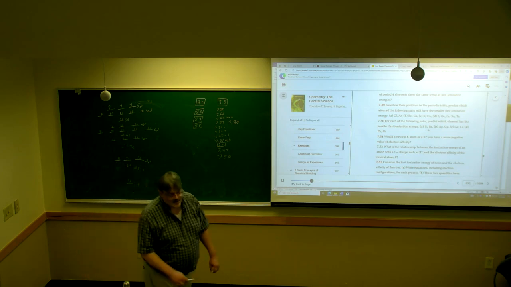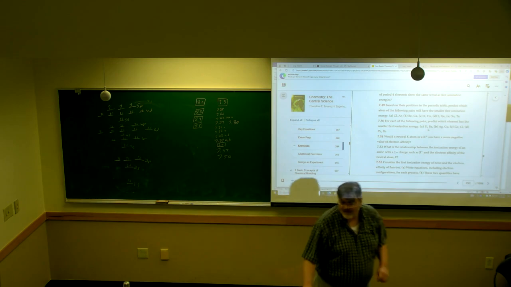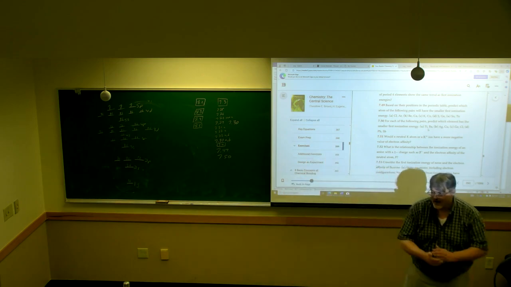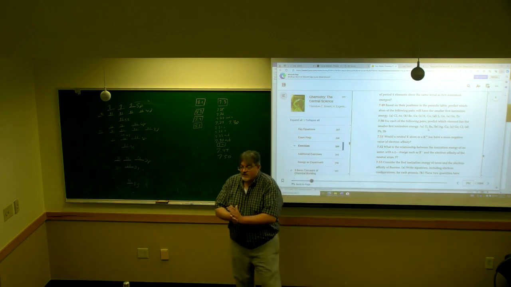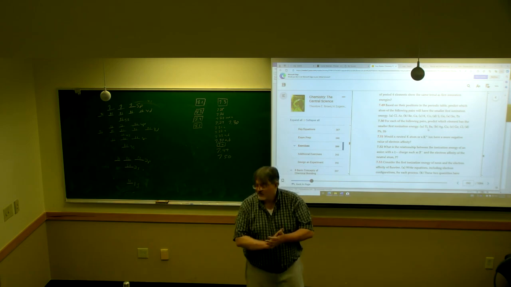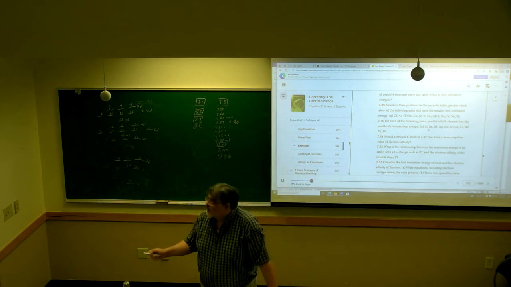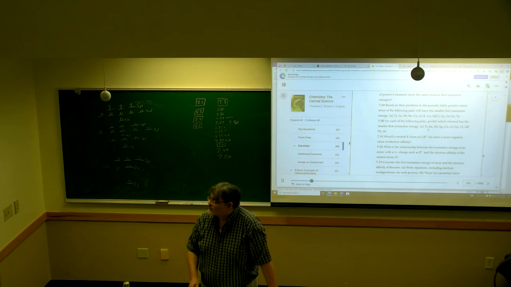Lead is bigger. Well, I did a big electron configuration. I've been wanting to do one of those. But lead is bigger, so it's going to be easier to remove from lead. Do you see that? Yeah. There's lead. All right.